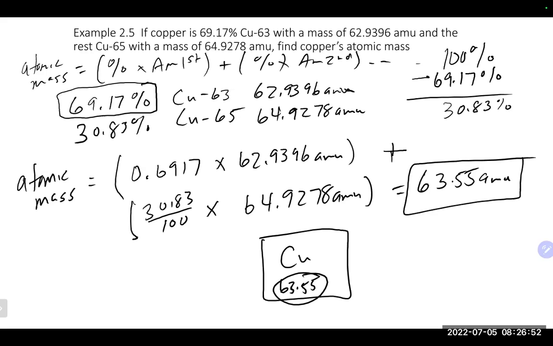You may just be given the atomic mass from the periodic table, and maybe you need to figure out a percentage of an isotope or the mass of a specific isotope. So again, those are some variations on this type of problem. Any questions on atomic mass or how to calculate it?